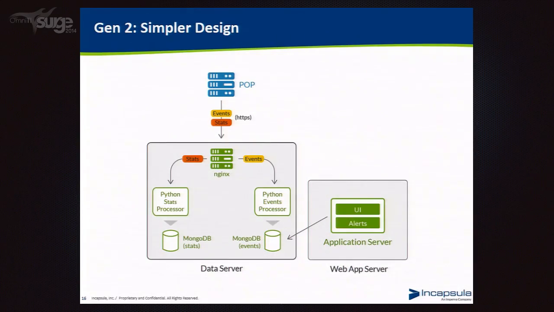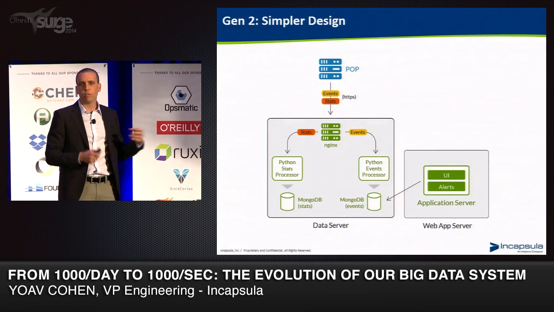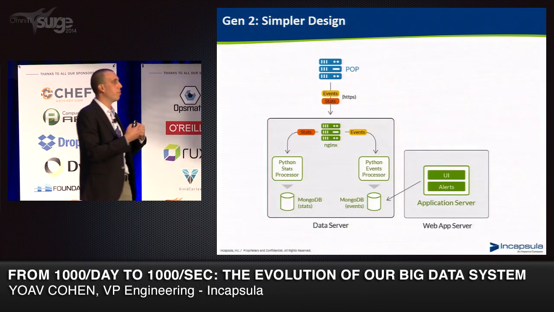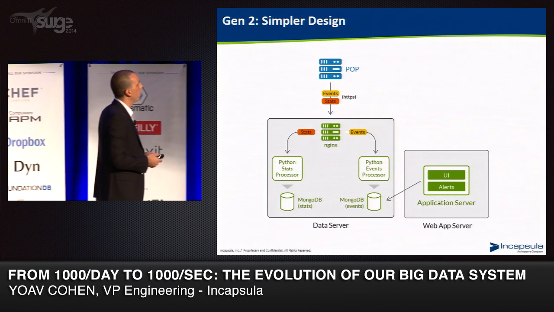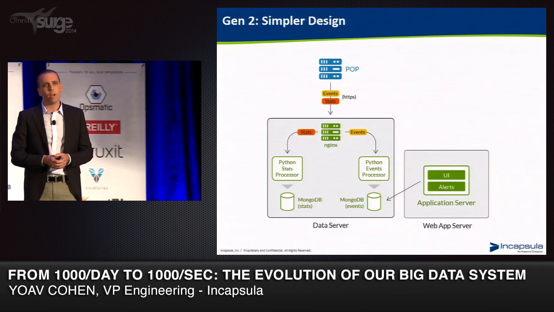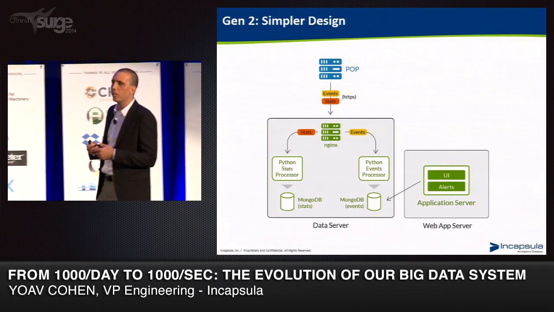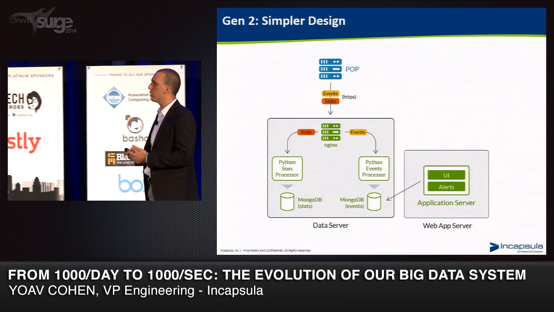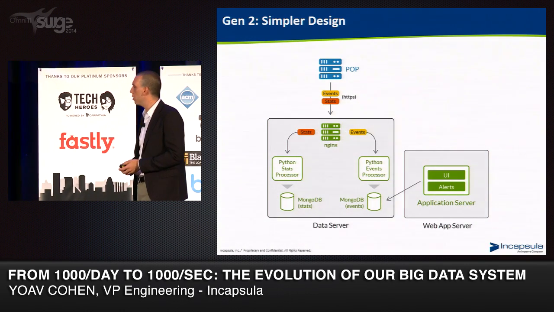So the design looked like that. Each edge server in each POP reported two types of files. We now have events files, which are the original session and action streams, and we have stats files. Stats files contain this new type of message, the statistics message with just the counters in it.